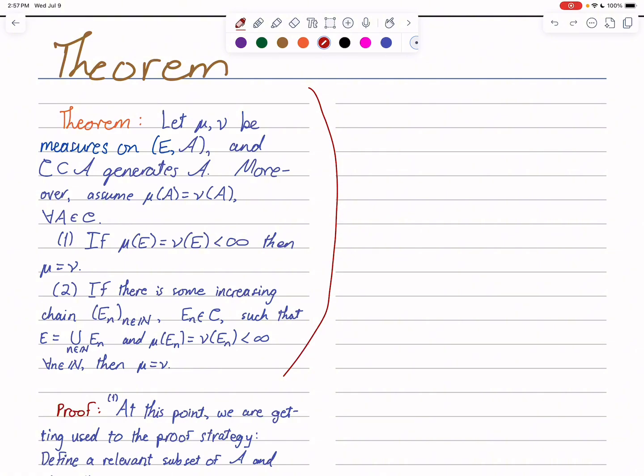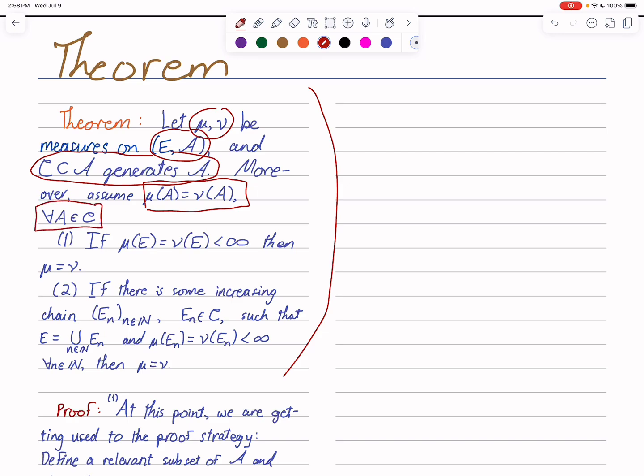So let's go ahead and state the theorem. Suppose that you have some two measures, mu and nu, on a shared measurable space, E, A, and let's suppose that we have some generator, this collection C. And moreover, let's assume that mu and nu both agree on the generators, right? So for this set A, anything in the generator, mu of A equals nu of A.